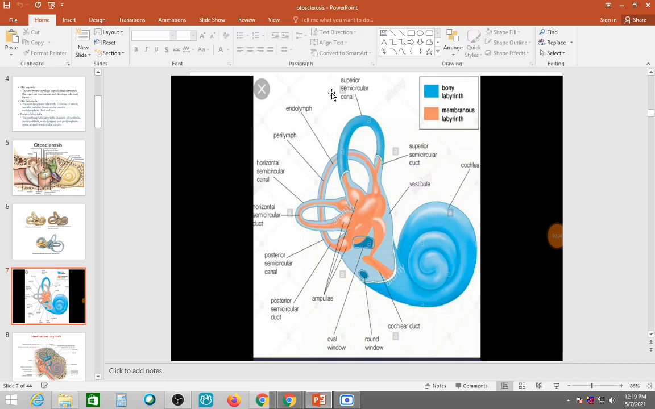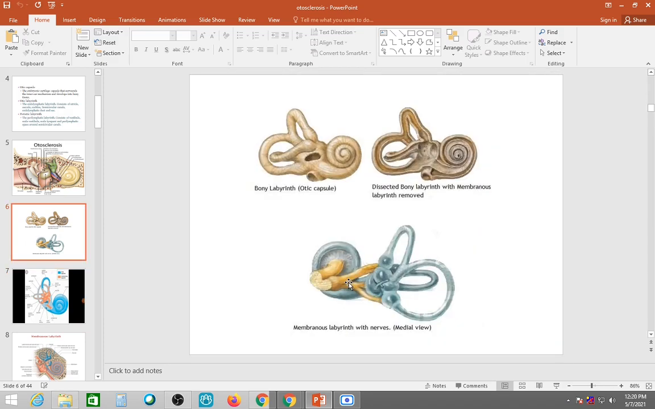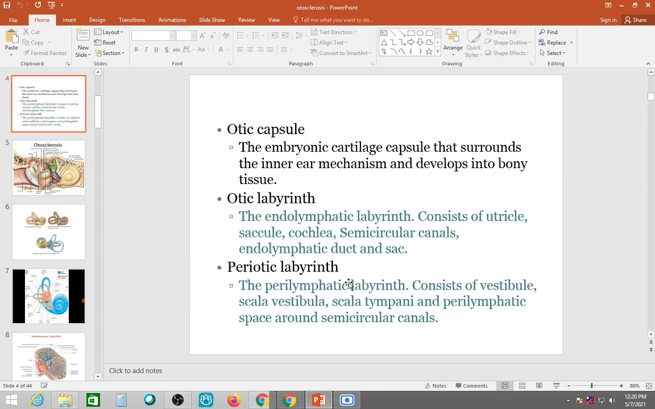Endolymph, perilymph. And this is the cochlea, and this is the cochlear duct. The superior and posterior semicircular ducts will be there. Then this is the vestibule. This is the ampulla. This is the superior semicircular canal. Then vestibule, ampulla. Again, it's called the otic labyrinth. Do you understand?